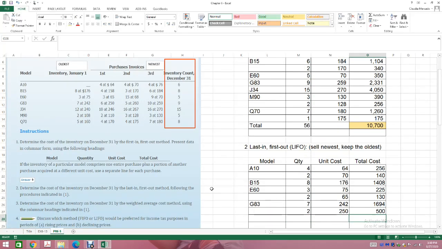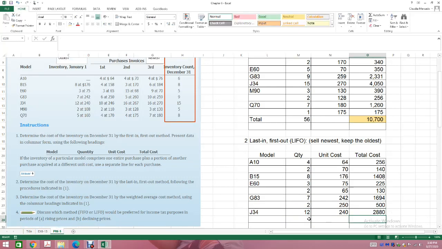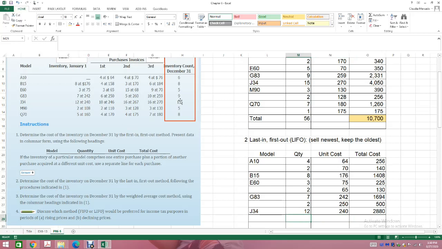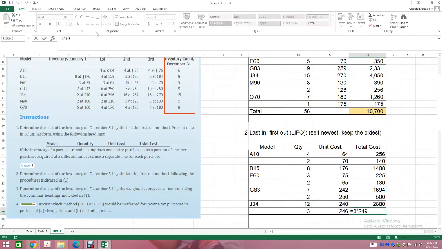My next model is J34. For J34, I have 15 units. So I'm going to keep my oldest. I'm going to keep 12 of my oldest at 240. I need 3 more to complete my 15 units. So which one is my next oldest? Then my next oldest is this one right here. So out of those 10, I need 3 more to complete my 15. So I need 3 at 246. Oh, sorry, I put the wrong number. 246. There we go. That'll give me 738.